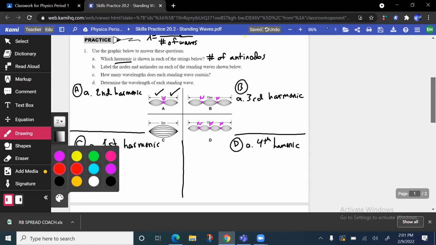Okay, now I'm going to label AN to represent antinode. So one antinode here.